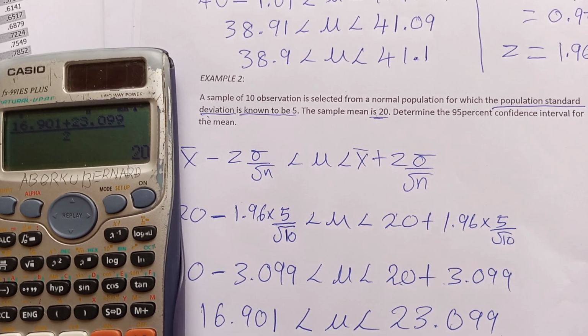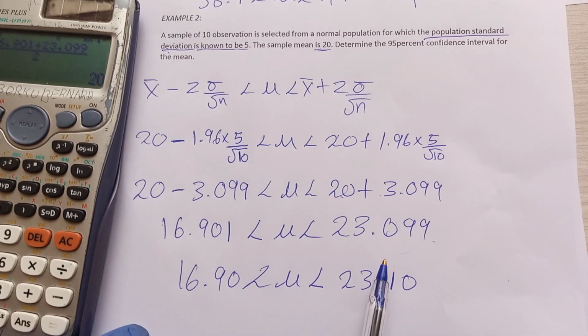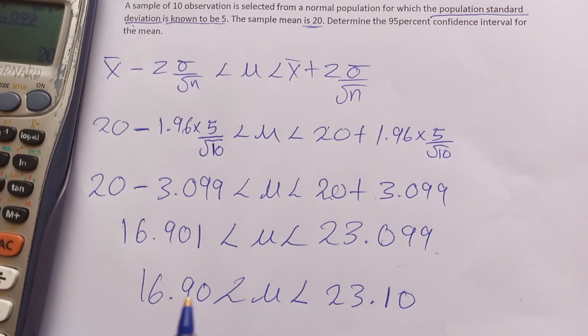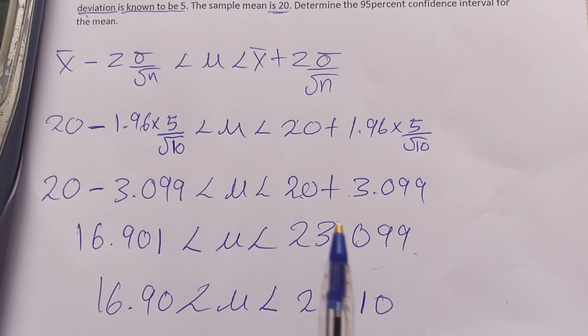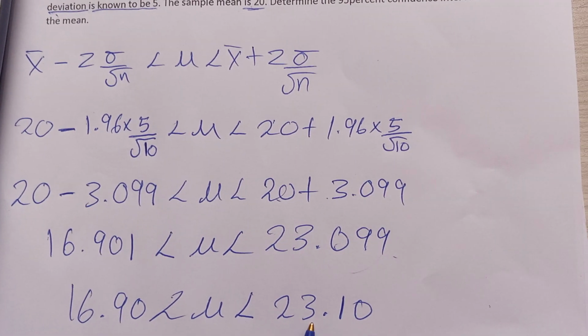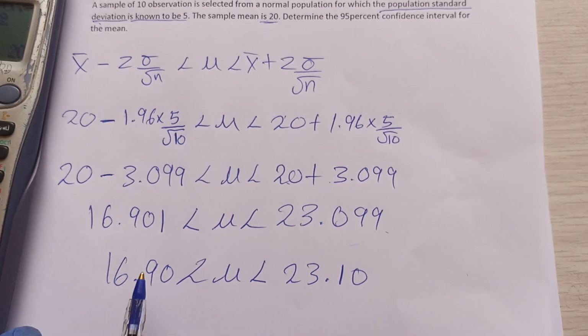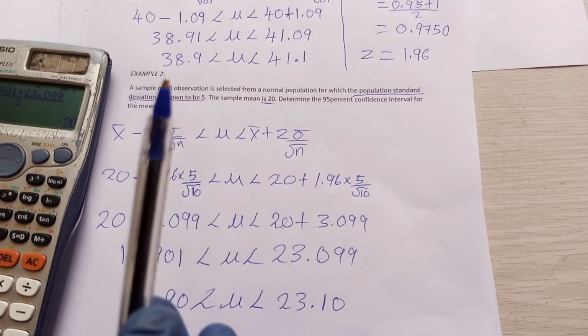Now mind you, when you leave the lower part in 3 decimal places, make sure you leave the upper end too in 3 decimal places. When you leave the lower end in 2 decimal places, make sure you also leave the upper end in 2 decimal places. Okay, when you leave the lower end in 1 decimal place like this, make sure you leave the upper end too in 1 decimal place.